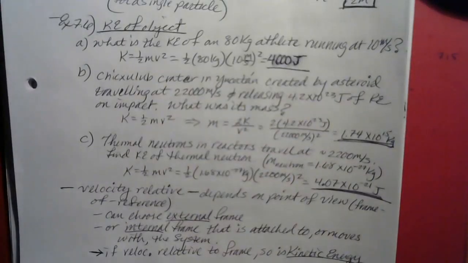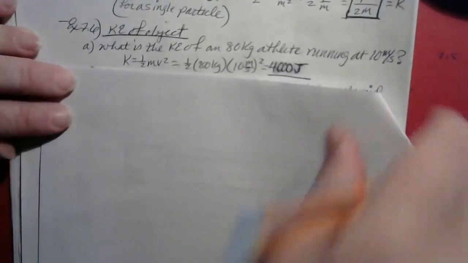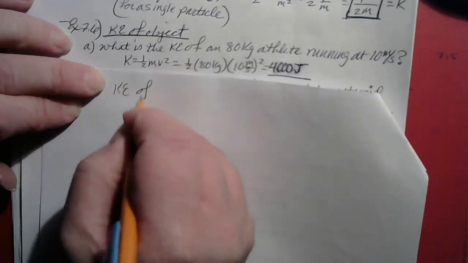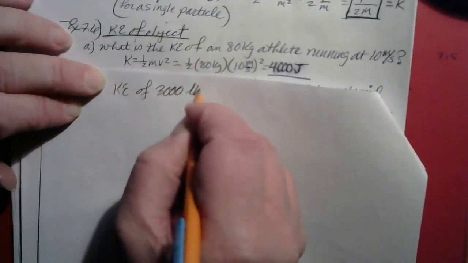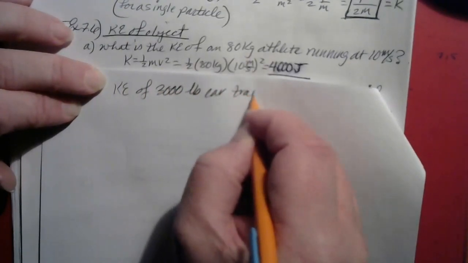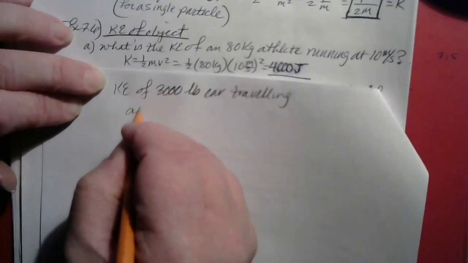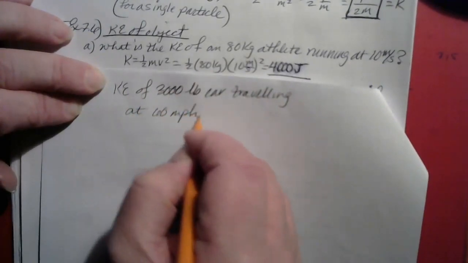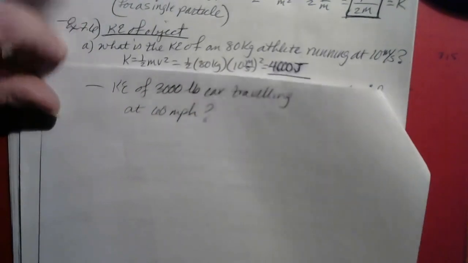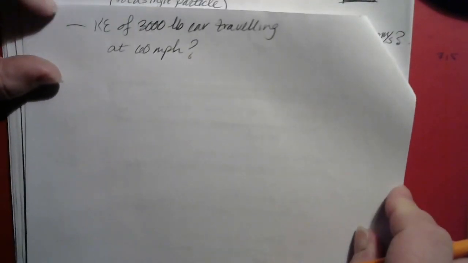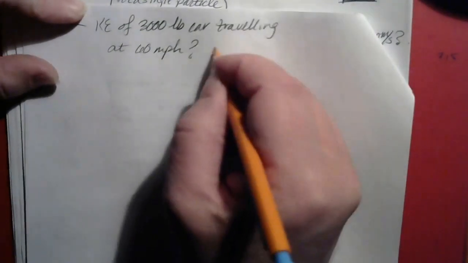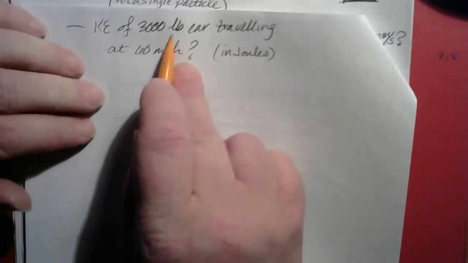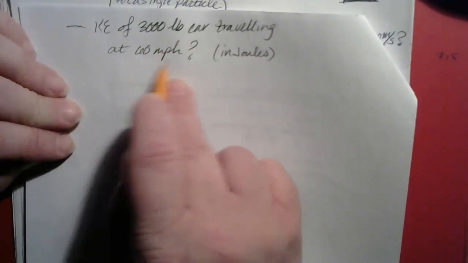I'm going to actually divert us for a moment. To put it in more familiar terms, what would be the kinetic energy of, say, a 3,000-pound car traveling at 60 miles per hour, in joules? Uh-oh. Now we're going to have to do some unit conversions because we've got weight in pounds and velocity in miles per hour.